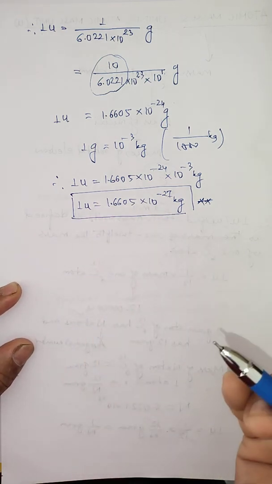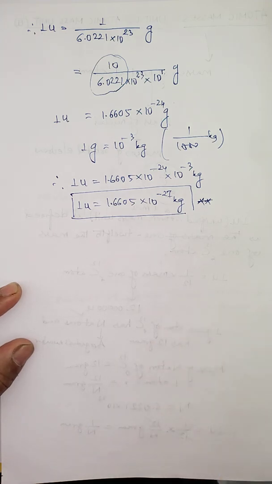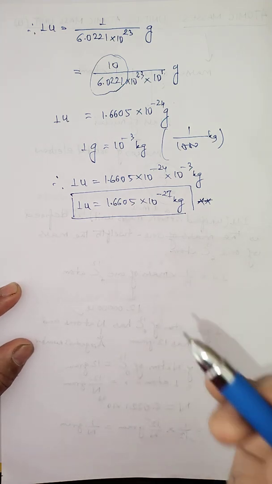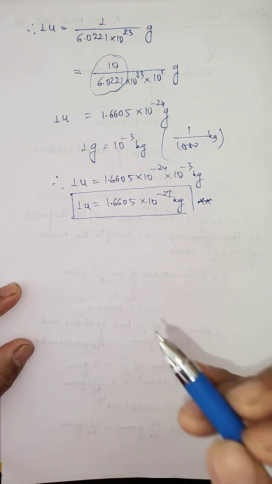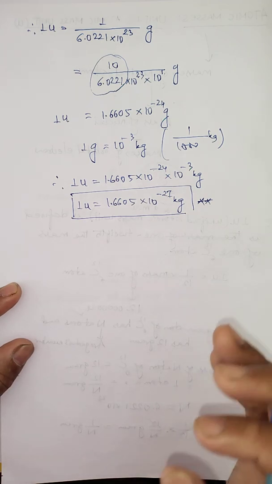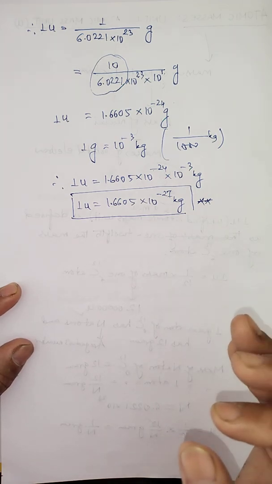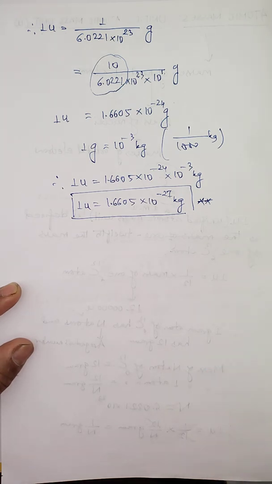In the next YouTube video, we do the energy equivalent to this atomic mass unit. This energy equivalent to atomic mass unit needs to be calculated on the basis of a very famous equation expressed by Einstein, that is E equals mc square, and that we do in the next YouTube video.